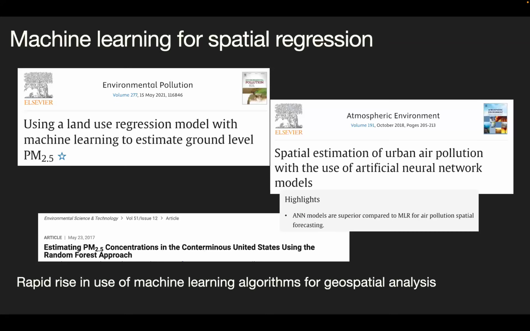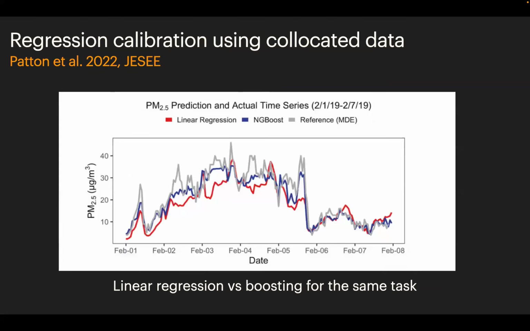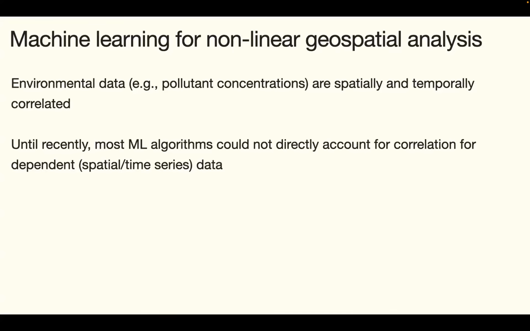But I'll just give you the gist that there is a lot of use of machine learning and AI in environmental sciences, and taglines like this are super common: that artificial neural network models are superior compared to multiple linear regression for air pollution spatial forecasting. So I started doing this work maybe 6 years ago, getting frustrated at taglines like this, because spatial data has unique features. It has spatiotemporal correlation. And from what I understood, none of these methods explicitly account for it. And so I'll skip this slide.